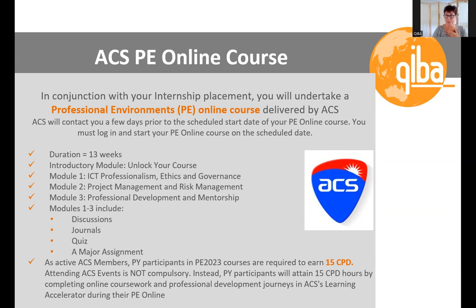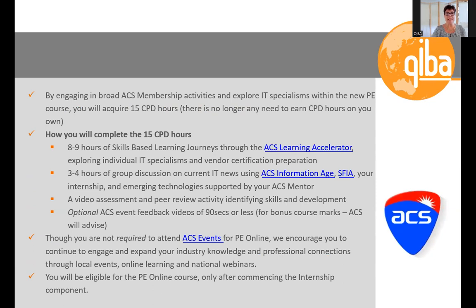So as active ACS members, participants in the PE online course are required to earn 15 CPD hours. Now, attending ACS events is not compulsory. However, we do encourage it, but instead, PE participants will attain 15 CPD hours by completing online coursework and professional development journeys in ACS's Learning Accelerator during the PE online course. So by engaging in broad ACS membership and activities and exploring IT specialisms within the new PE course, you'll earn 15 CPD hours. There's no longer any need to earn CPD hours on your own.